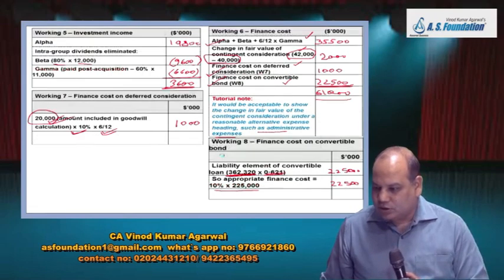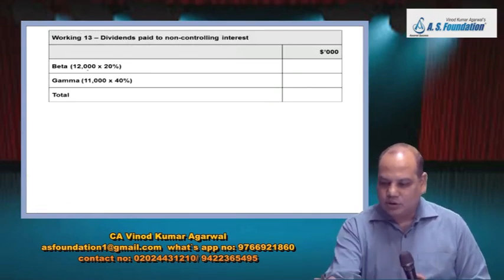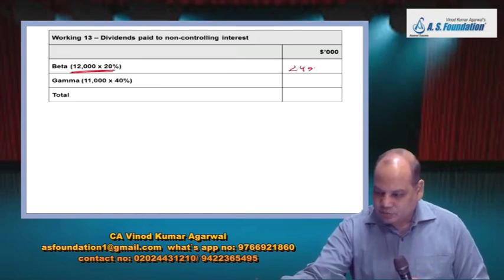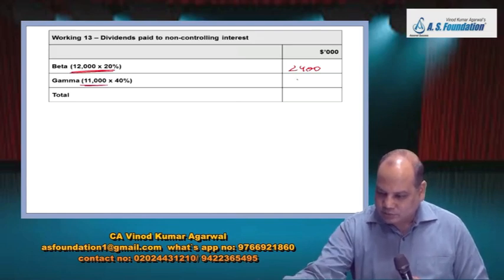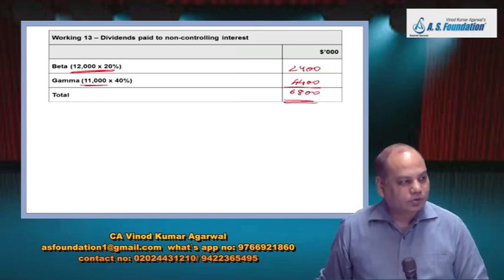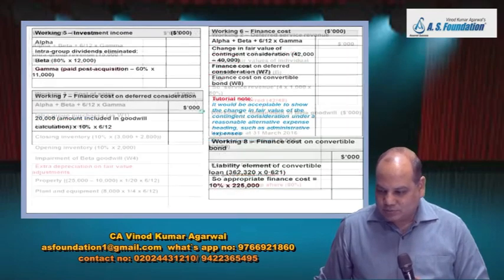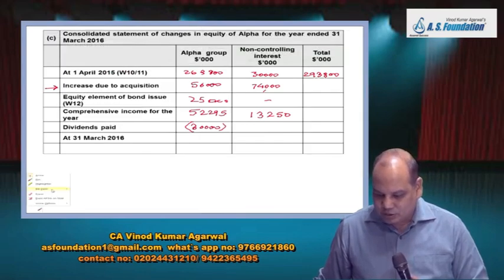So let us go to working note 13 on the screen. Beta NCI share in dividend 20%, 2,400. Gamma's NCI share 40% of 11,000, 4,400. Total 6,800. Okay. Main page. Last adjustment pending now. 6,800.